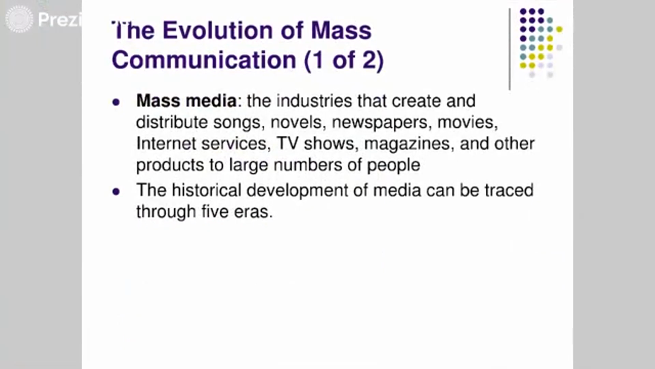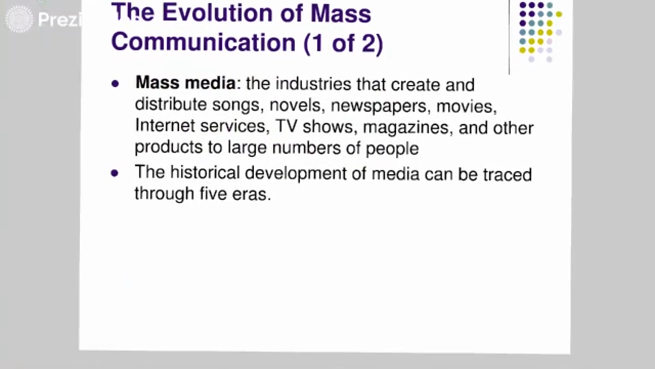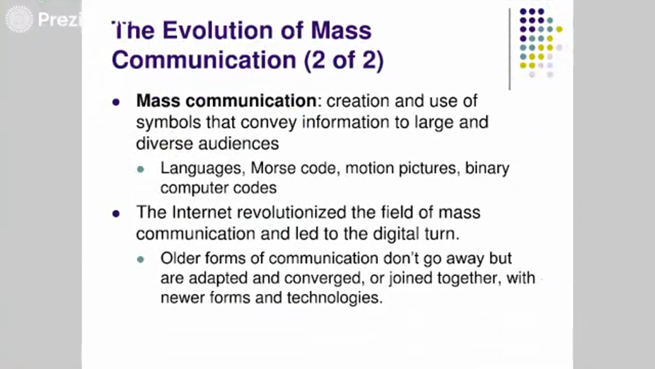All right. So mass media, what is it? These are the industries that, it's everywhere. They distribute music, songs, novels, papers, books, TV shows, films, magazines. It's a large number of things and products that get distributed to a large number of people. There are 5 eras in media, and this is the evolution. I won't go into the eras. I'll trust you to read the textbook.